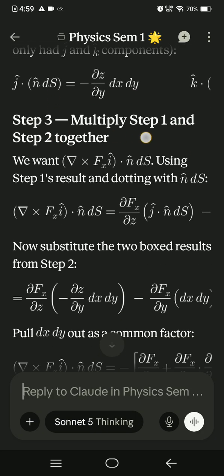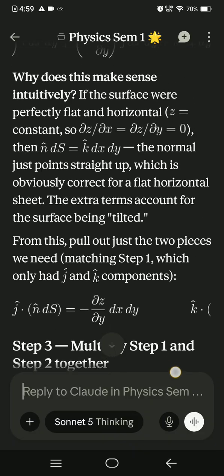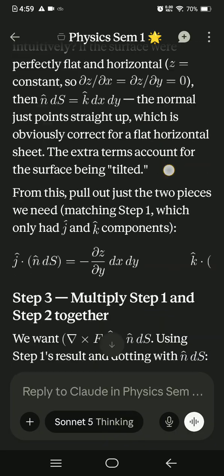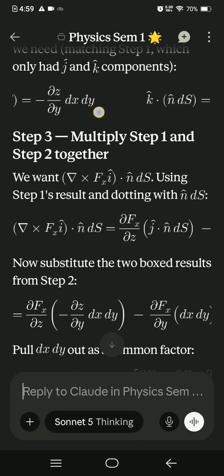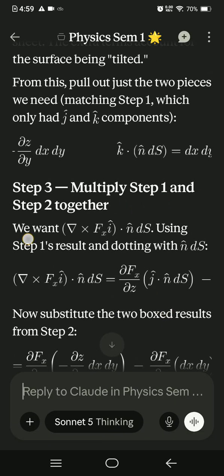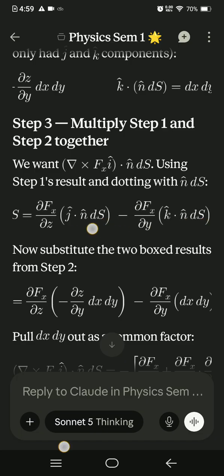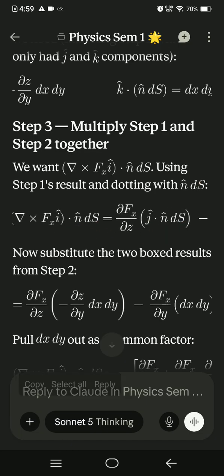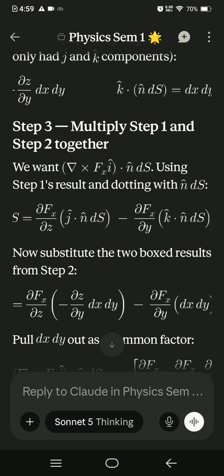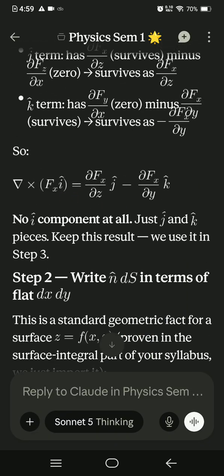Step 3 is to multiply step 1 and step 2 together. We'll see the math, but for now let's just accept the result. So we want this. Using step 1 and dotting with n dS, we get... how is this happening?